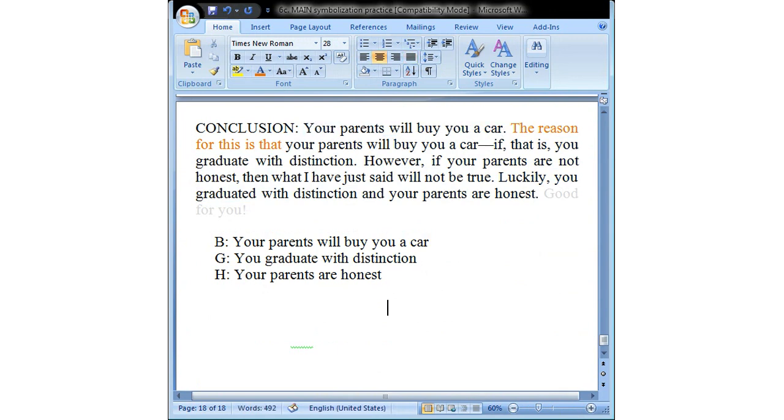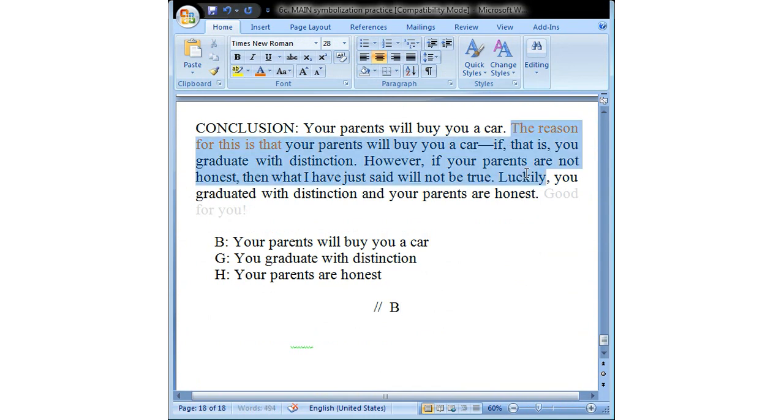Now we know that the conclusion is going to be your parents will buy you a car. So what's going to go on the right-hand side of the double slash? What are we going to put here? Yeah, given our scheme of abbreviation, we're going to put B: your parents will buy you a car.